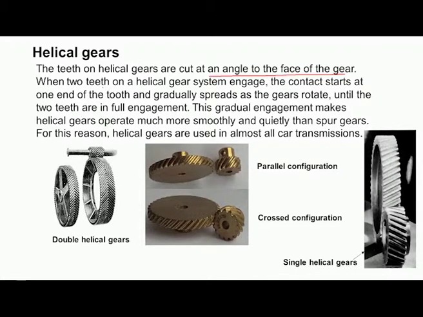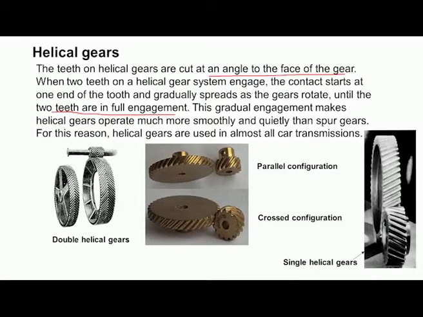When the two teeth on a helical gear system engage, the contact starts at one end of the tooth and gradually spreads as the gears rotate until the two teeth are in full engagement. So, this gradual engagement makes helical gears operate much more smoothly and quietly than spur gears.